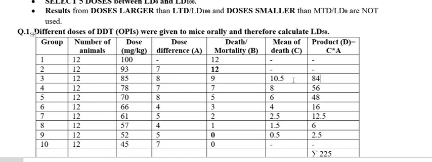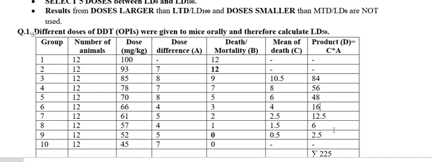So C is 10.5 and A is 8, so this is equal to 84. Here for this one, C is 8 and A is 7, so 8 multiplied by 7 is equal to 56. For this one, 6 multiplied by 8 is equal to 48, sorry. And for this, C is 4 and A is 4, so 4 fours are 16. Likewise we have calculated for each one.